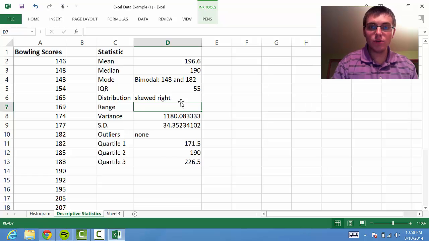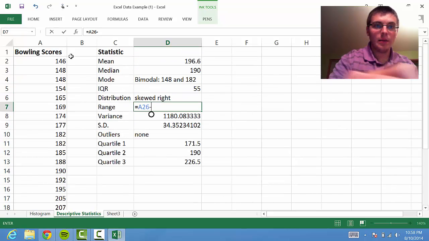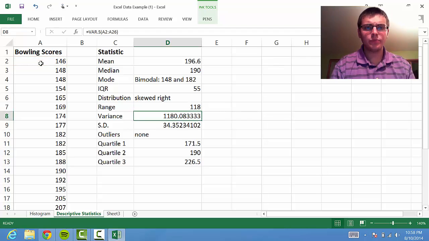Okay. We're going to do equals, and then it's the largest minus the smallest. So the largest minus the smallest, that's the largest, which is all the way at the bottom because we ordered it that way, minus the smallest. And that gives us the range. The next two we're going to talk about is the variance and the standard deviation.